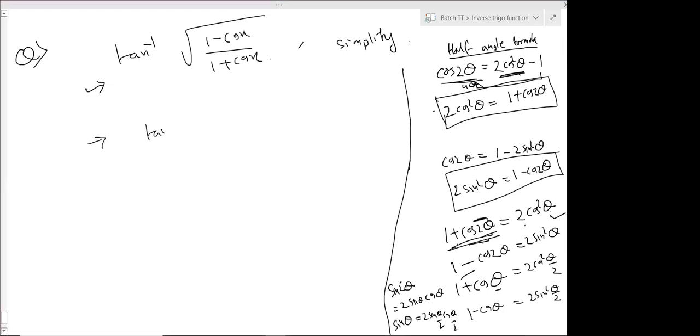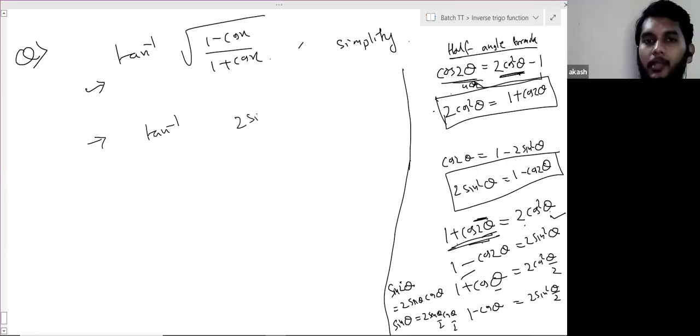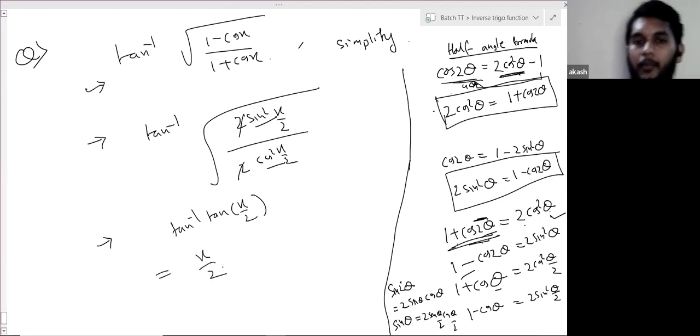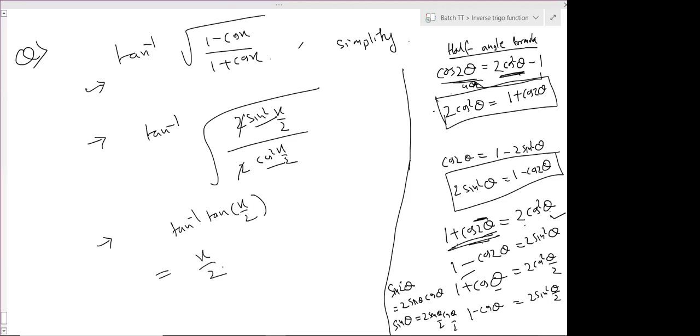So tan inverse, we can change this to 2 sine square x by 2 upon 2 cos square x by 2 under root, and 2 and 2 cancelled. Sine square x by 2 upon cos square x by 2 is tan square x by 2, and under root of that is tan x by 2. So this we can write as x by 2, right? Yes, sir. So this is clear?